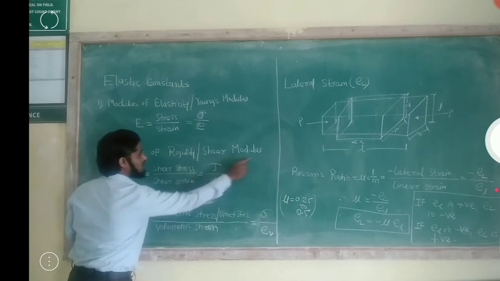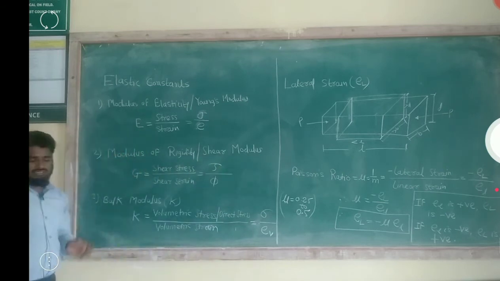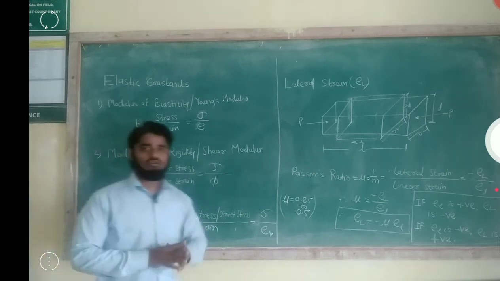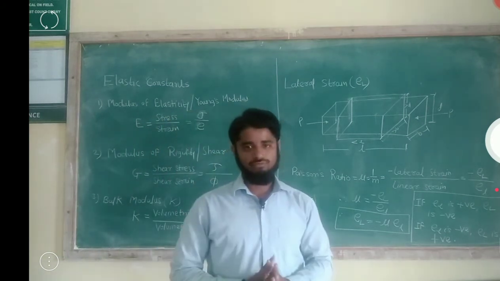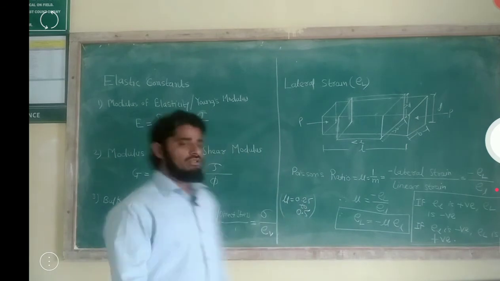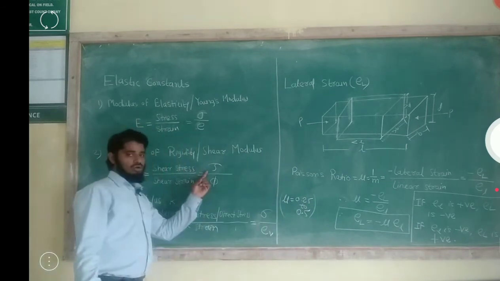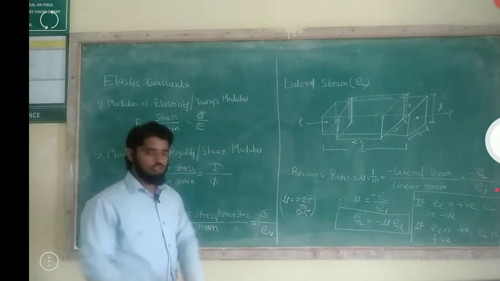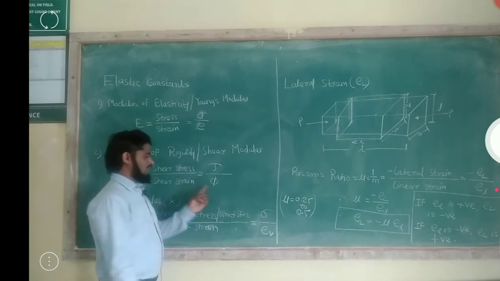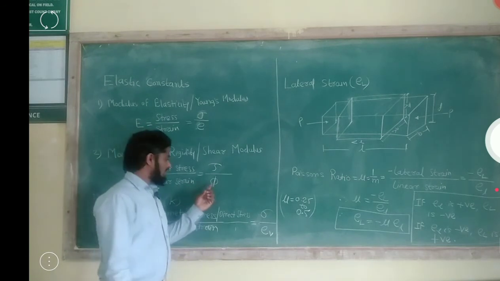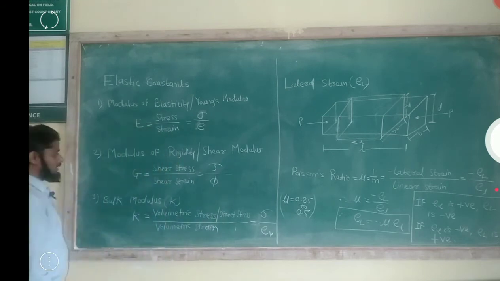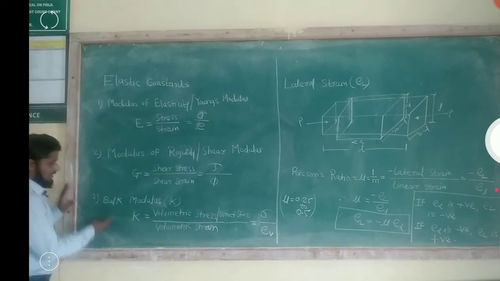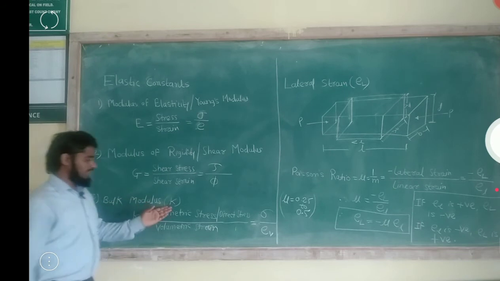Now the next elastic constant is the modulus of rigidity, or we call it the shear modulus. What is the modulus of rigidity or shear modulus? It is the ratio of shear stress to shear strain. Shear stress is denoted by tau, or sometimes by q, and shear strain is denoted by phi.